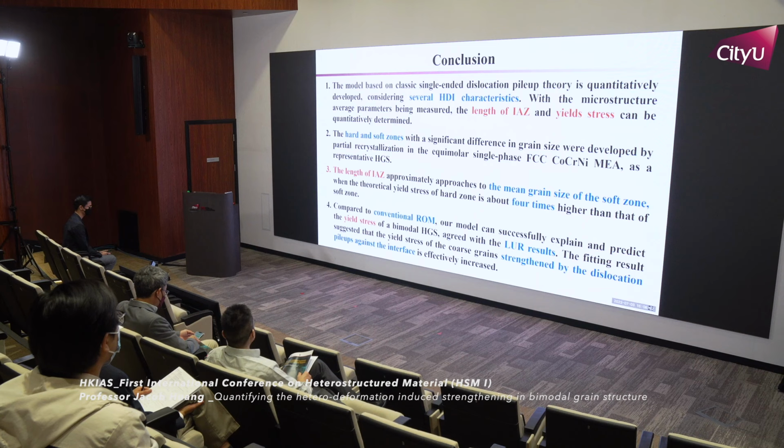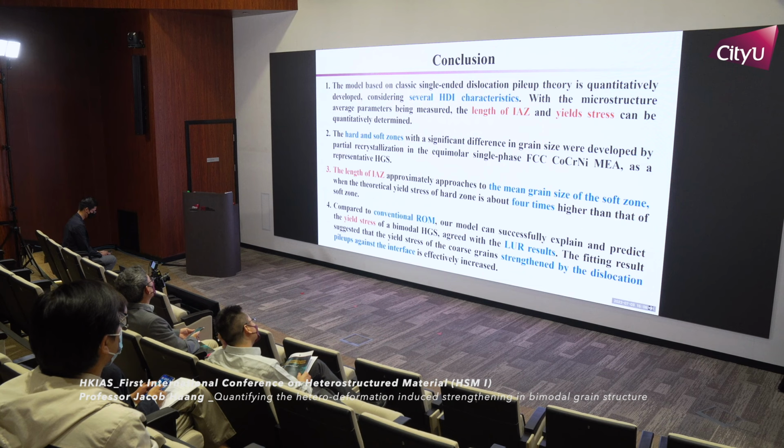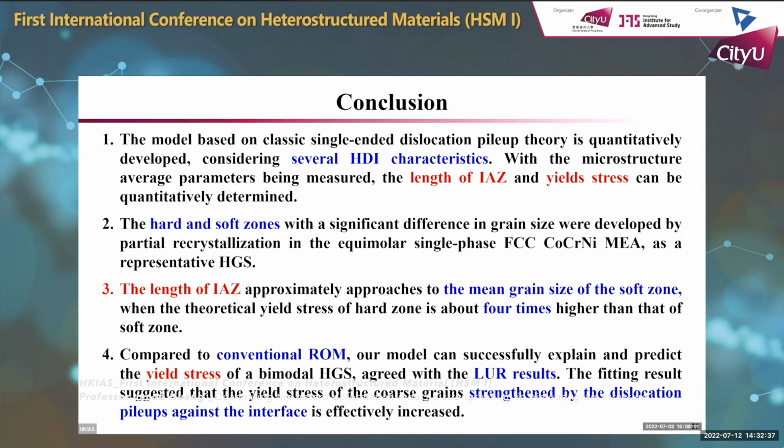So finally, in conclusion, the current model based on classical single-end dislocation pile-up theory is quantitatively developed. Consider several HDI characteristics with the microstructure average parameter being measured either by EBSD or by TEM. The length of IAZ and the yield stress can be quantitatively determined. Number two, the hard and soft zone with a significant difference in grain size was developed by partial recrystallization in our current equiatomic single phase FCC cobalt chromium nickel medium entropy alloy as a representative of heterogeneous grain structures.